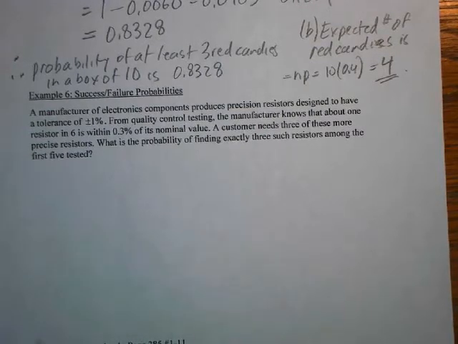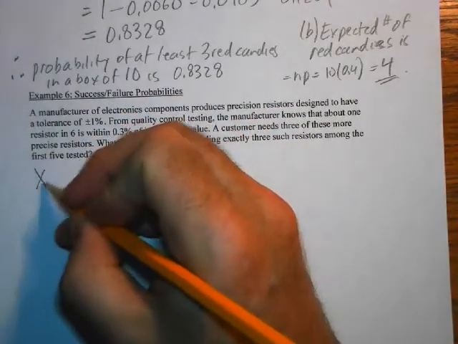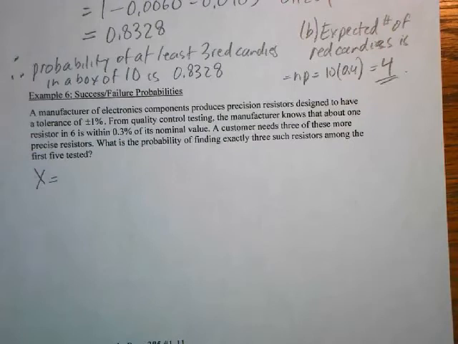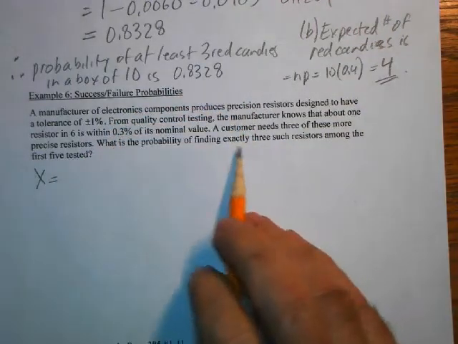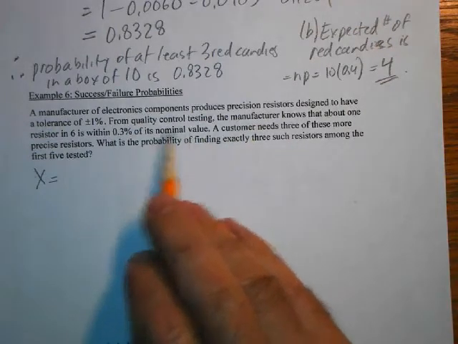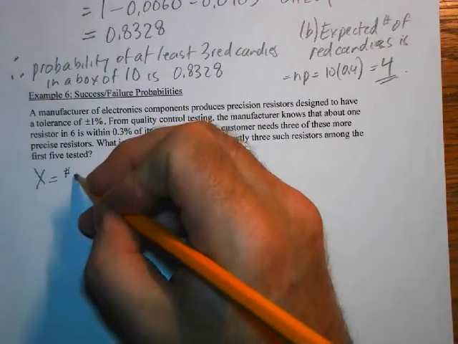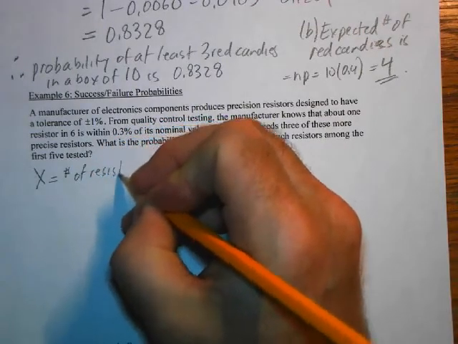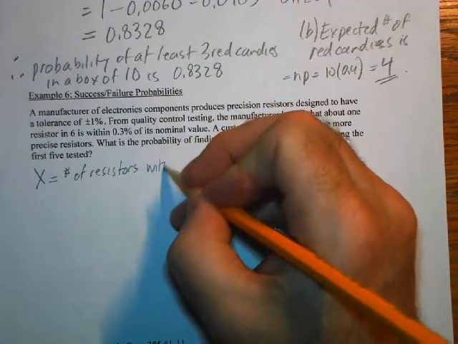Okay, so I'm going to make x a discrete random variable, and I want exactly 3 of these resistors within the nominal value. So x is the number of resistors within nominal value.